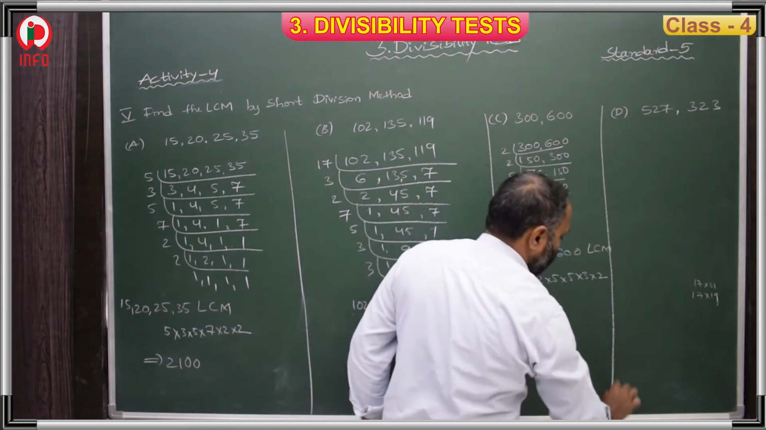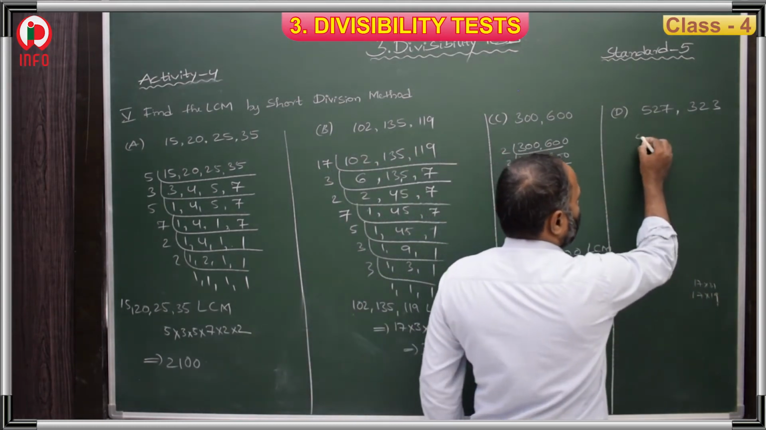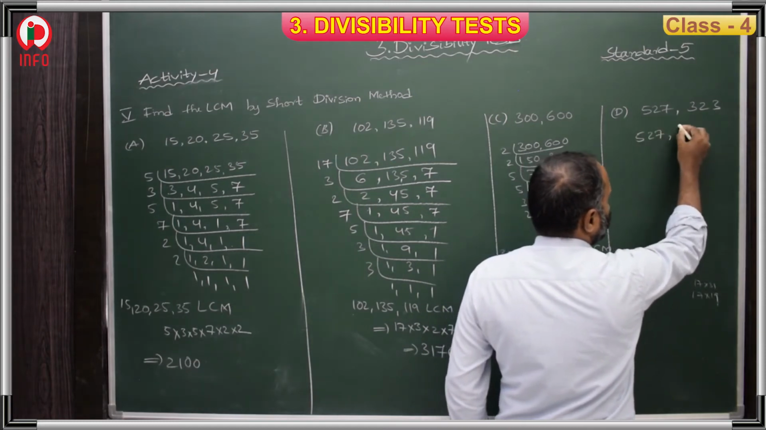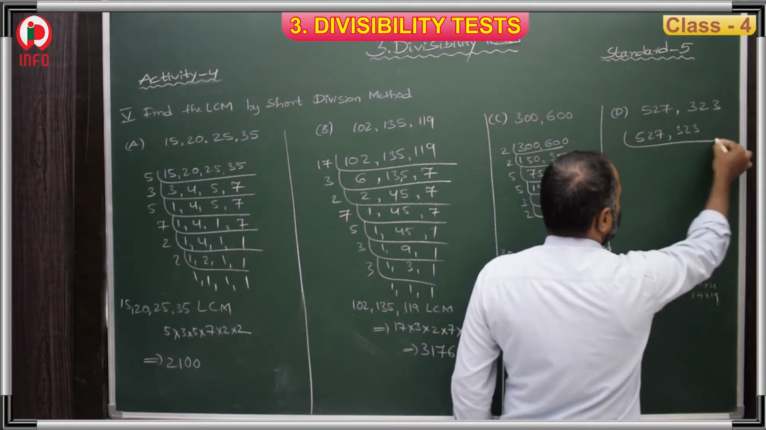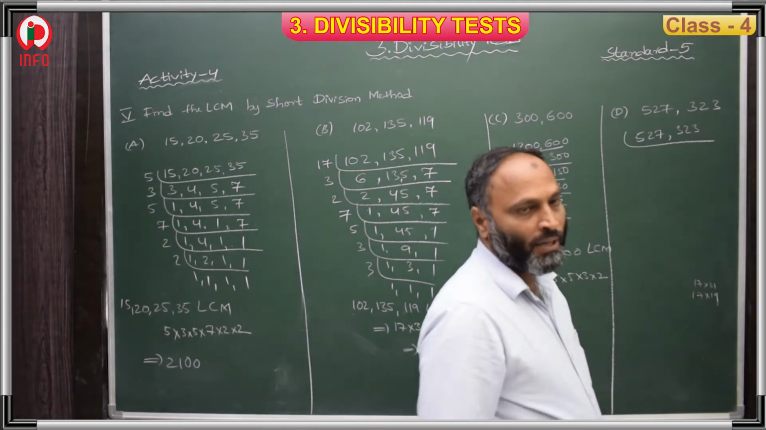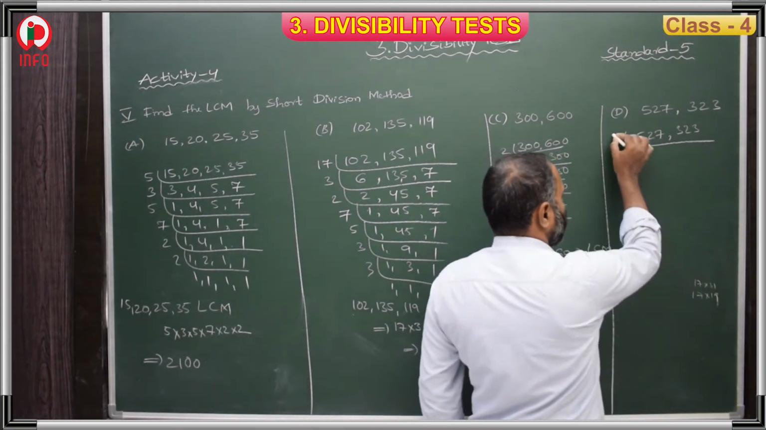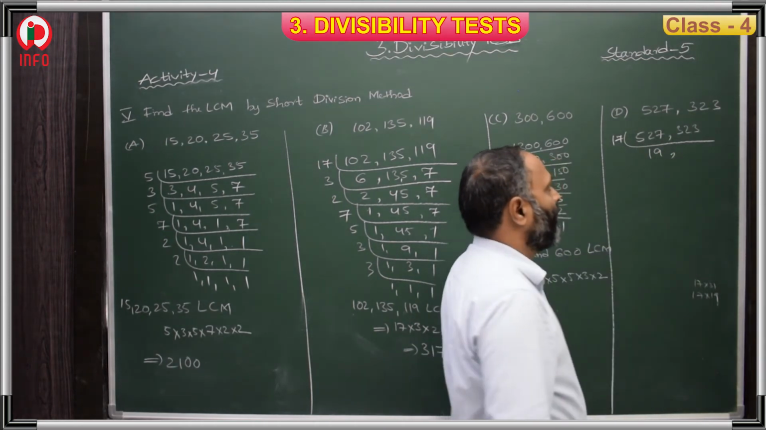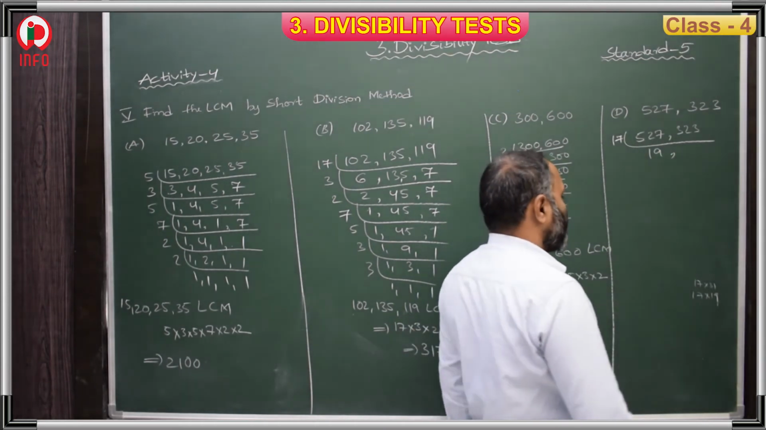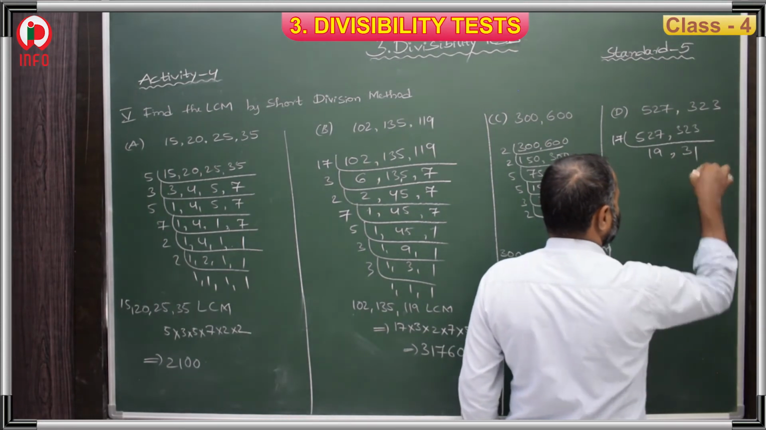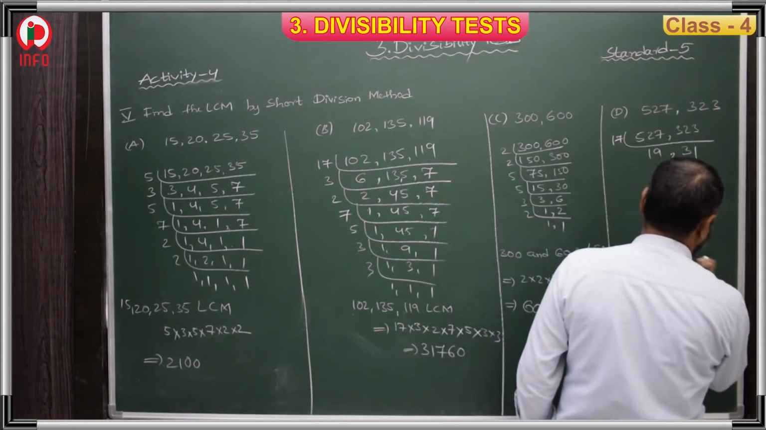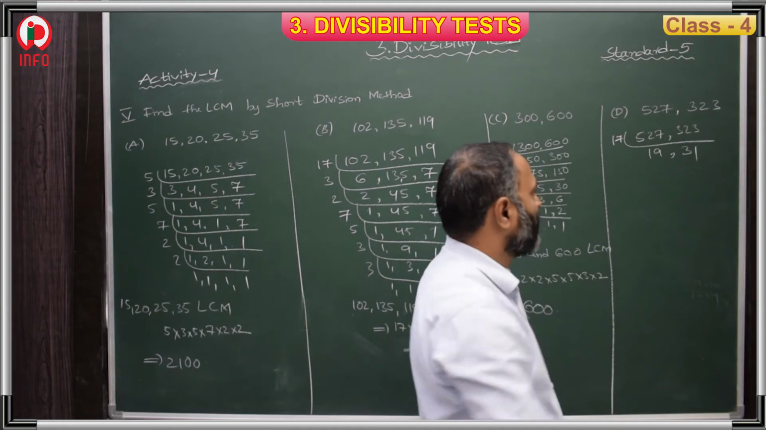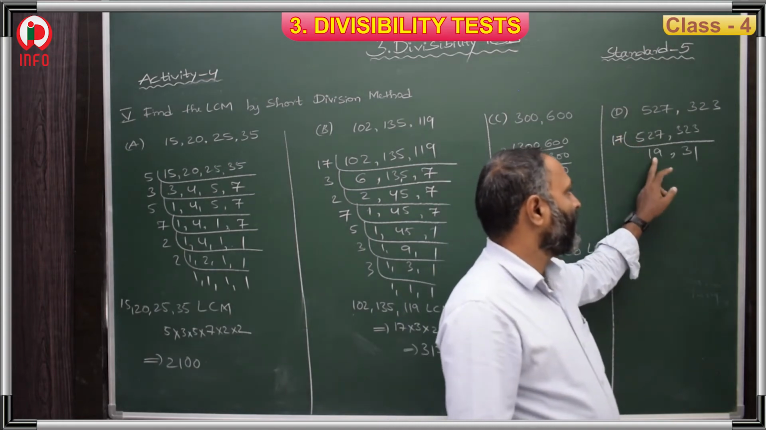Now the last question. 527, 323. These two numbers we will check in the 17 table. 17 nineteens are 323, 17 thirty-ones are 527. So these three are prime numbers: 17, 19, 31.